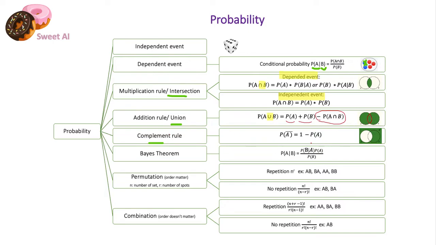And the complement rule is when we get all the area, all the probability except A here. The complement rule says the probability of A bar is equal to 1 minus the probability of A. Bayes theorem is something that we might see a lot in machine learning models.